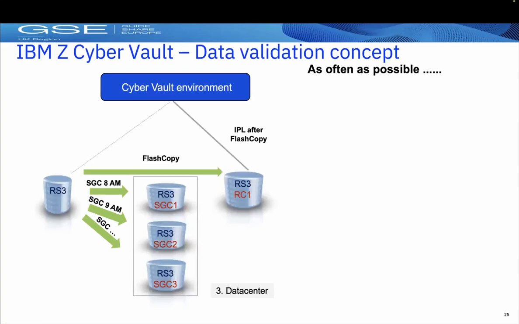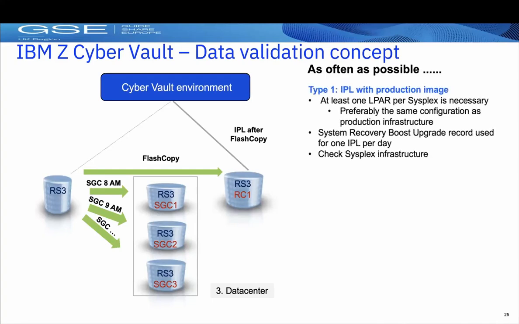And the concept, and I say concept because everybody is different, so it's evolving, would be to IPL the recovery image. At least one LPAR is needed, and a coupling facility is available. You could use some of the technology, the recovery assistant, recovery boost, and different things that we have in the IBM offering. And then type 1, you're going to check the Sysplex infrastructure to see if it's up and IPL'd correctly.